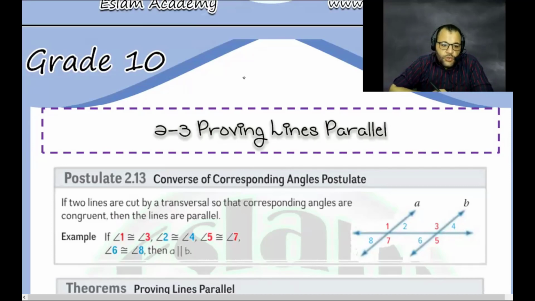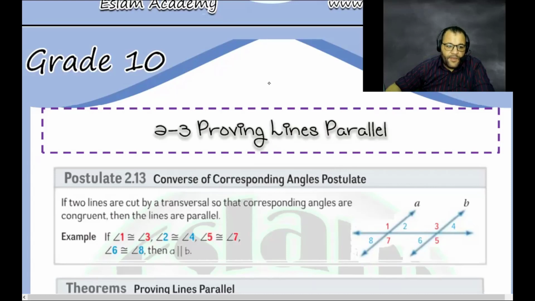Okay. So if two lines are parallel and one line intersects them, what is the name of this line? Now we have line A parallel to line B, and we have a line here called D. What is the name of this line? Transversal. So if we have two parallel lines intersected by a transversal, how many relations do we have? Three relations.